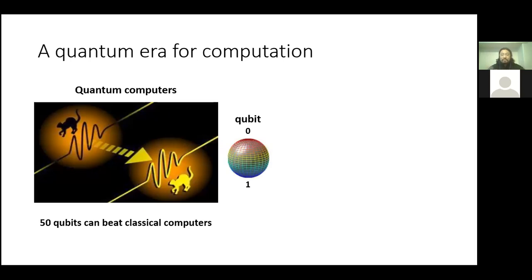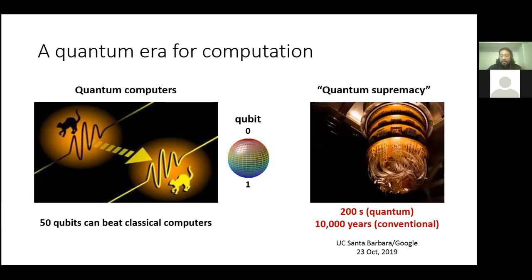We'll start from some big pictures. So we know that conventional computers use 0 and 1 as a bit to do the calculations. Instead, quantum computers use a quantum bit. Because of quantum entanglement and superposition, a qubit can be both 0 and 1 at the same time, and 50 qubits can surpass the classical computer. Two years ago, Google claimed that it achieved quantum supremacy, and with 53 qubits, it can finish a calculation in 200 seconds, where conventional supercomputers take more than 10,000 years.